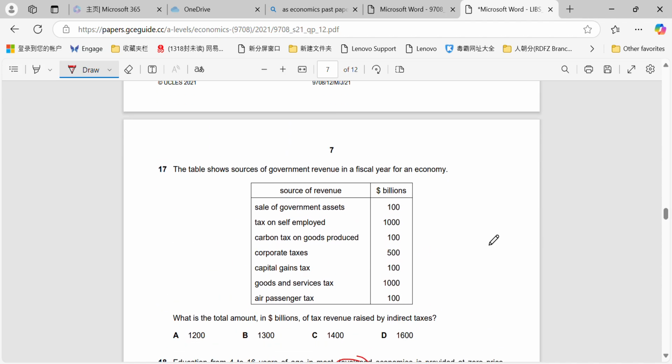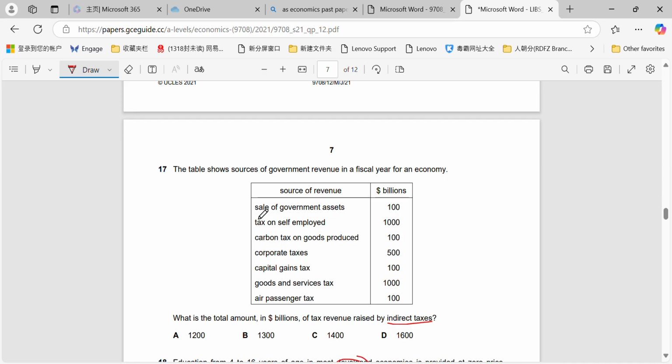Okay, the table shows sources of government revenue in a fiscal year. We're asked, what is the total amount in billions of tax revenue raised by indirect taxes? Okay, students will often get this question wrong because there's some taxes in here you may not have seen before.